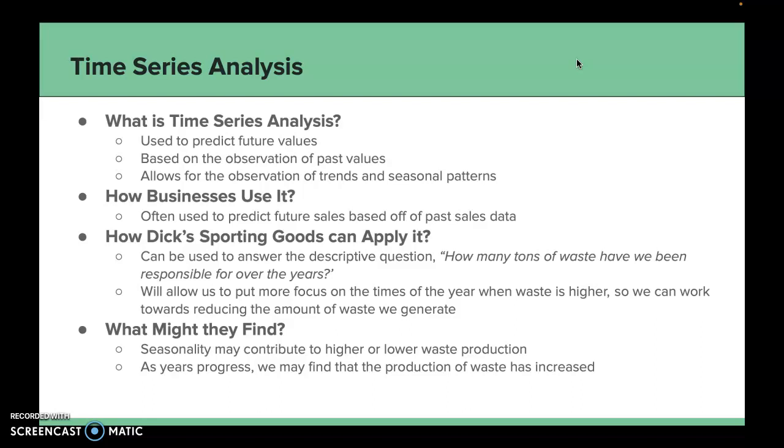And then the findings, what we might find. Seasonality may contribute to higher or lower waste production. Different times of the year call for different measures. It can be higher around holidays than it is during non-holiday times, just due to waste. And then as years progress, we may find that production of waste has increased over time.